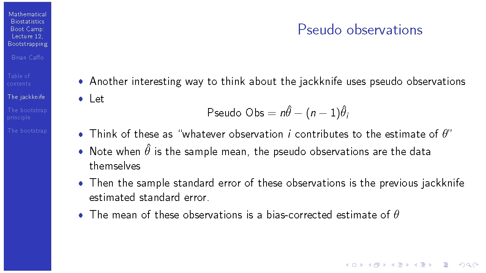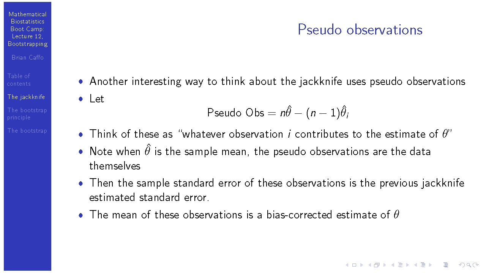So another way to think about the Jackknife is this idea of so-called pseudo-observations. If you take n times theta hat minus n minus 1 times theta hat sub i, you can kind of think of these as whatever observation i contributes to the estimate of theta. And then notice if theta hat is the sample mean, then these pseudo-observations are exactly the data themselves. So it's sort of this idea of taking what worked in a very neat and tidy sense for the sample mean and trying to extend the idea to other statistics.